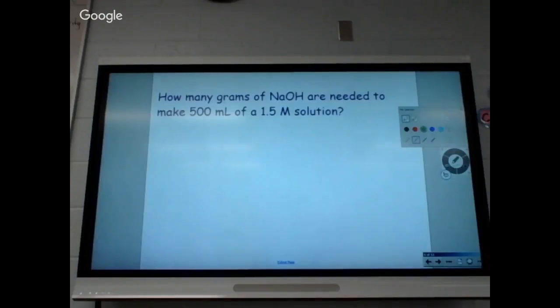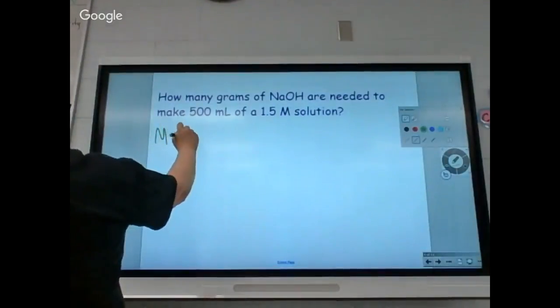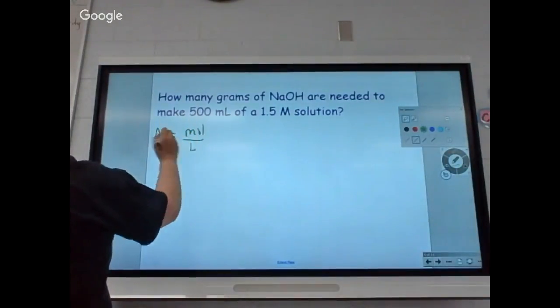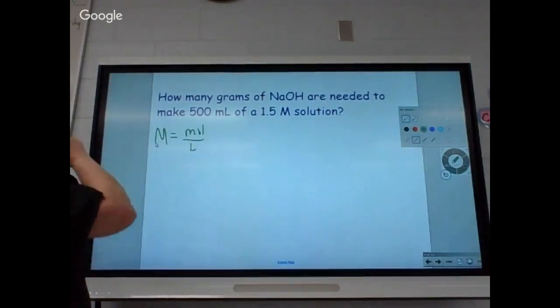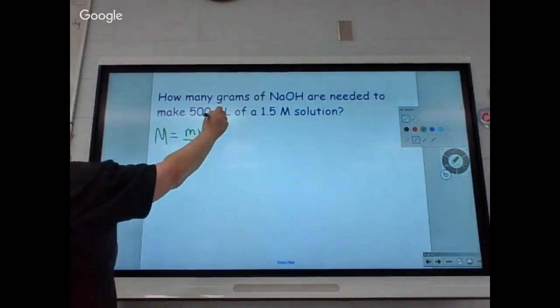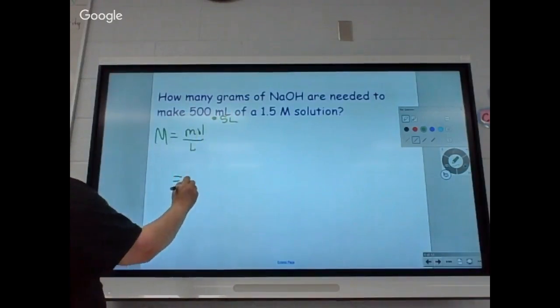So 1.5. Do the formula. Okay, so the formula is molarity equals moles over liters. So I got the formula. It's 1.5. All right, so 500 milliliters is 0.5 liters. So where am I putting it? Okay, so 0.5 goes here.